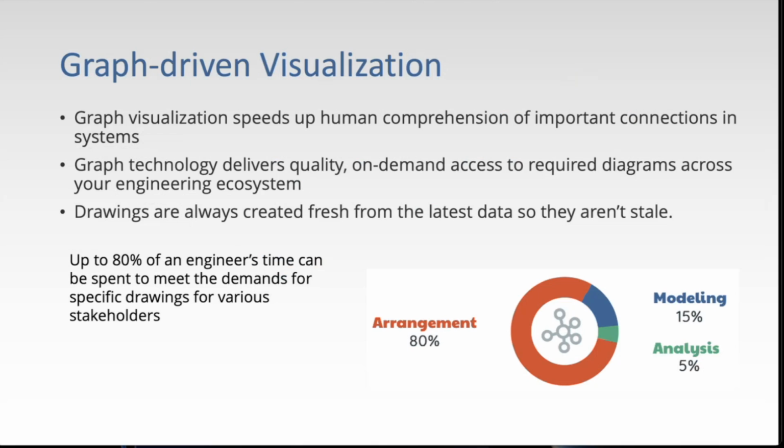We just saw an example of graph-driven visualization, where we're looking at an ontology and we're trying to understand the whole and also individual parts. Graph visualization can speed up human comprehension of very important connections in systems, whether that's a system of description, which is what an ontology is, or a system like a heating and ventilation unit on your rooftop.